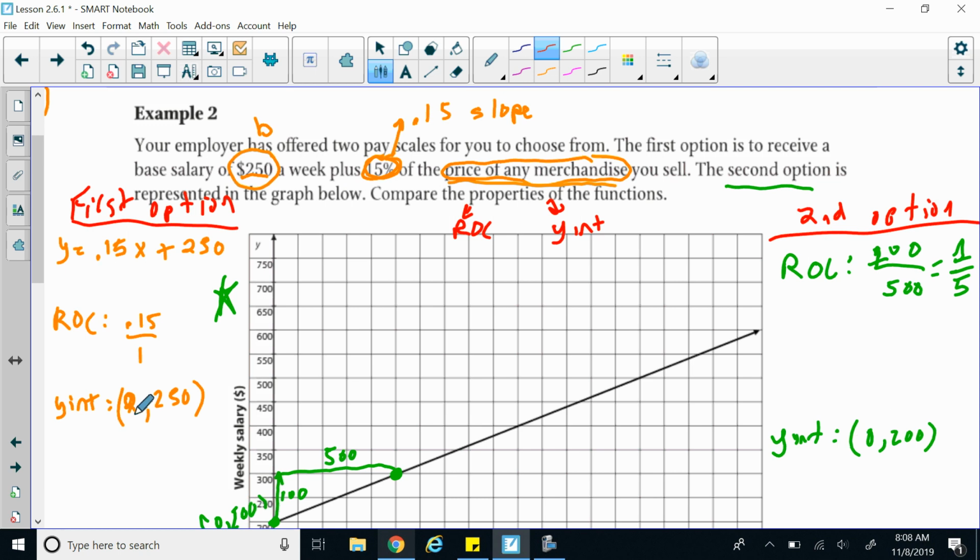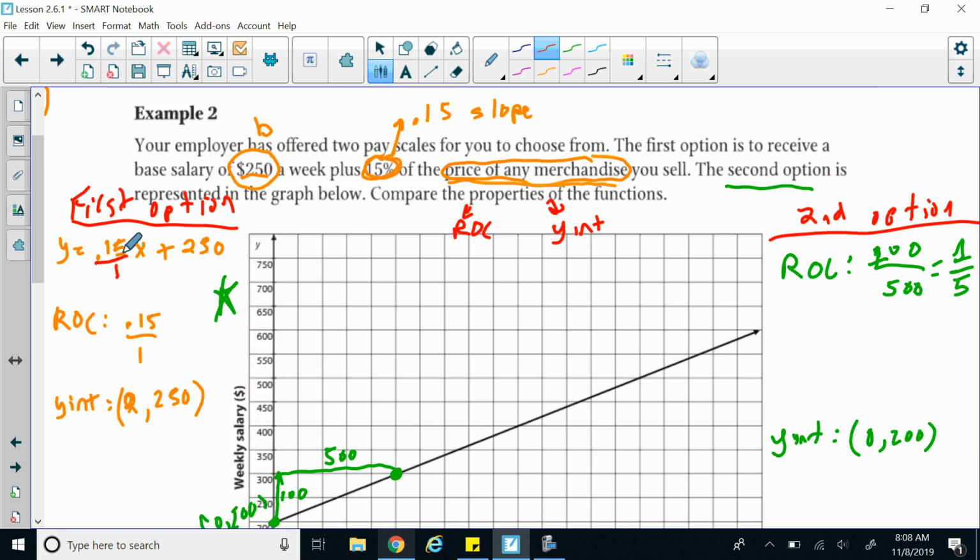Clearly the y-intercept here is greater. But the rate of change is kind of tough because this is not written the same way. You see how this is a fraction, 1 over 5, and this is 0.15 over 1, because you want to always write your rate of change as a slope.